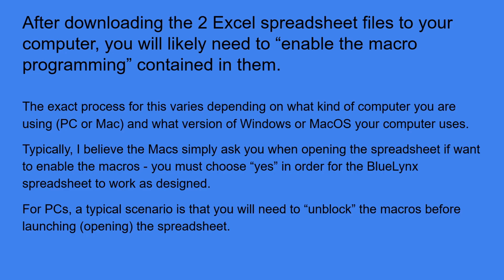I don't use a Mac much, so I'm not as savvy about how it works on it, but on the one I use, after I download it and run it, it just asks me, "Do you want to enable the macros in this?" And I just say yes, and then it works. But on my PC, I have to unblock the macros before it'll work, and that's what I want to show, if that's something you may have to do if you're using a PC or Windows.